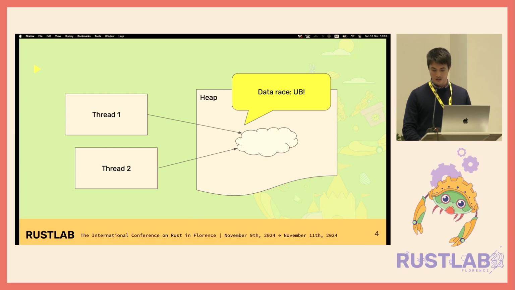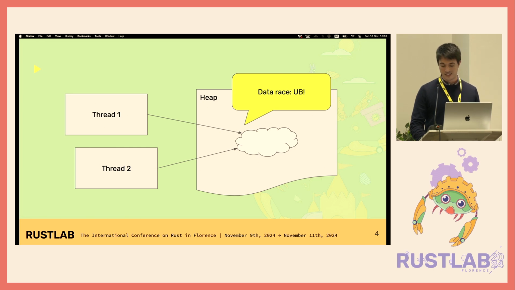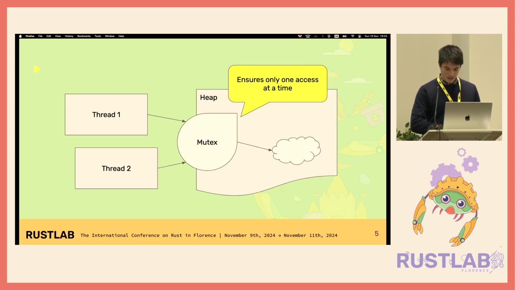So the scenario that we have is that we have some data on the heap, so it's shared memory, and we have two threads that are trying to access the data. And obviously you cannot do this uncontrollably because otherwise you would have data races. So what we need is some kind of synchronization method.